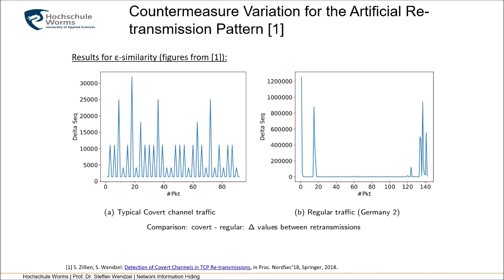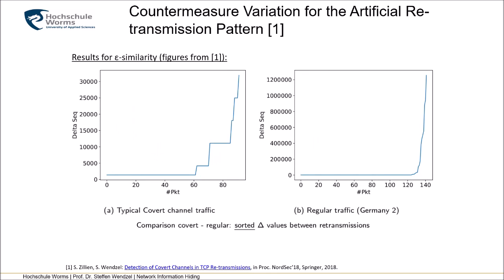Let's look first at the Epsilon-Similarity. On the left side, you see a recording of covert channel traffic's sequence number deltas. And on the right side, you see legitimate traffic. Of course, this is a covert channel that sends a lot of data, so it's not that we always send such covert channel traffic. We really used covert channel traffic that sent very few retransmissions, but this is for showing how it works.